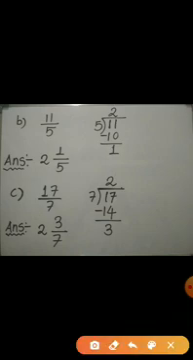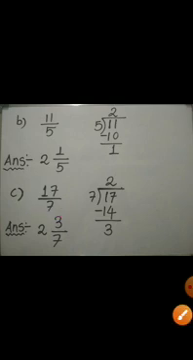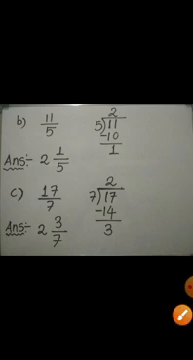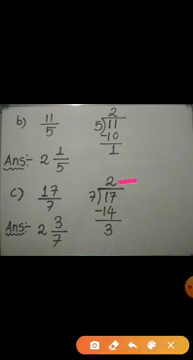Now coming to the third, the fraction is given 17 by 7. Again, to express this improper fraction as a mixed fraction, we first divide the numerator 17 by the denominator 7. Now 7 2s are 14 and 17 minus 14 is equal to 3. Here the quotient is 2, which will be your whole number. Remainder is 3, which will be your new numerator in mixed fraction. And denominator we keep as it is. Hence our mixed fraction will be 2 and 3 by 7.